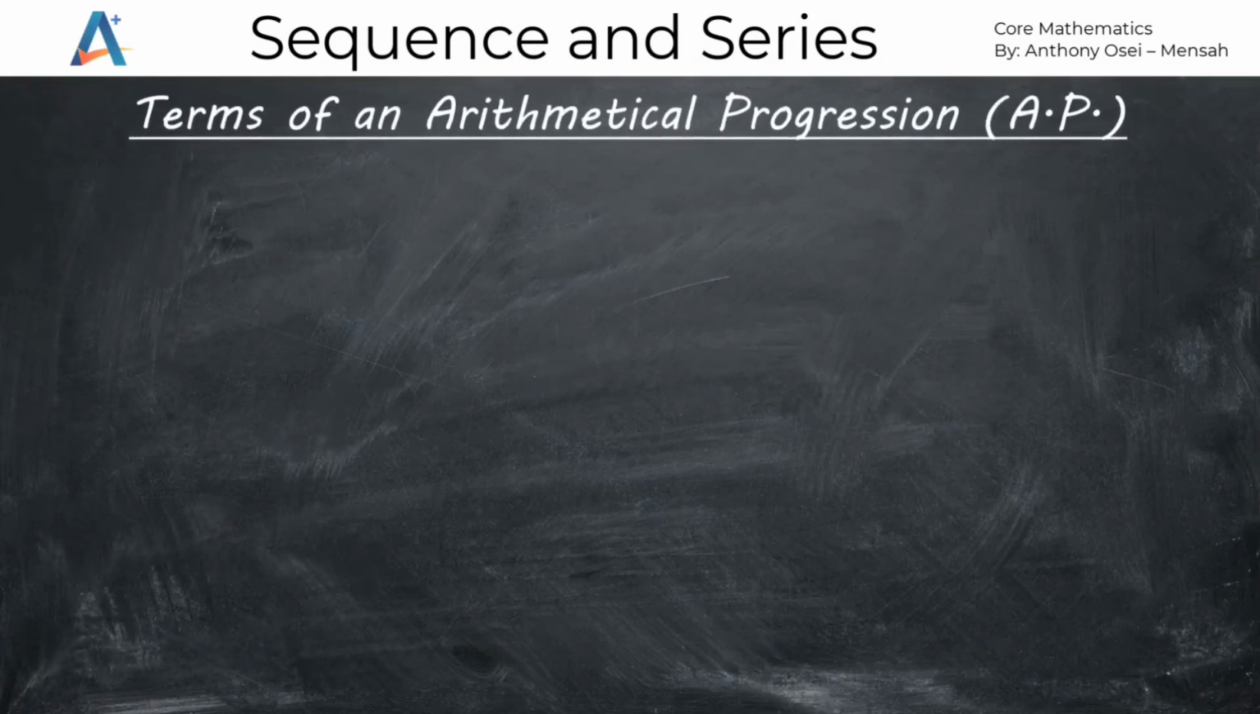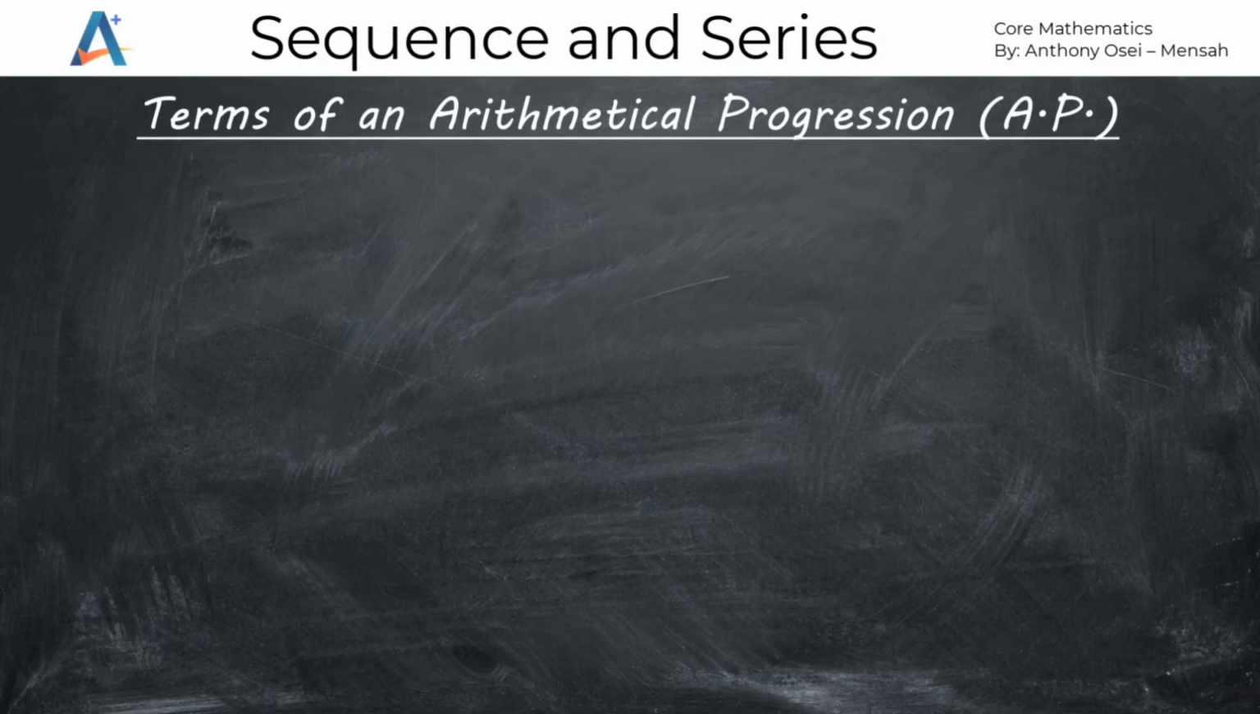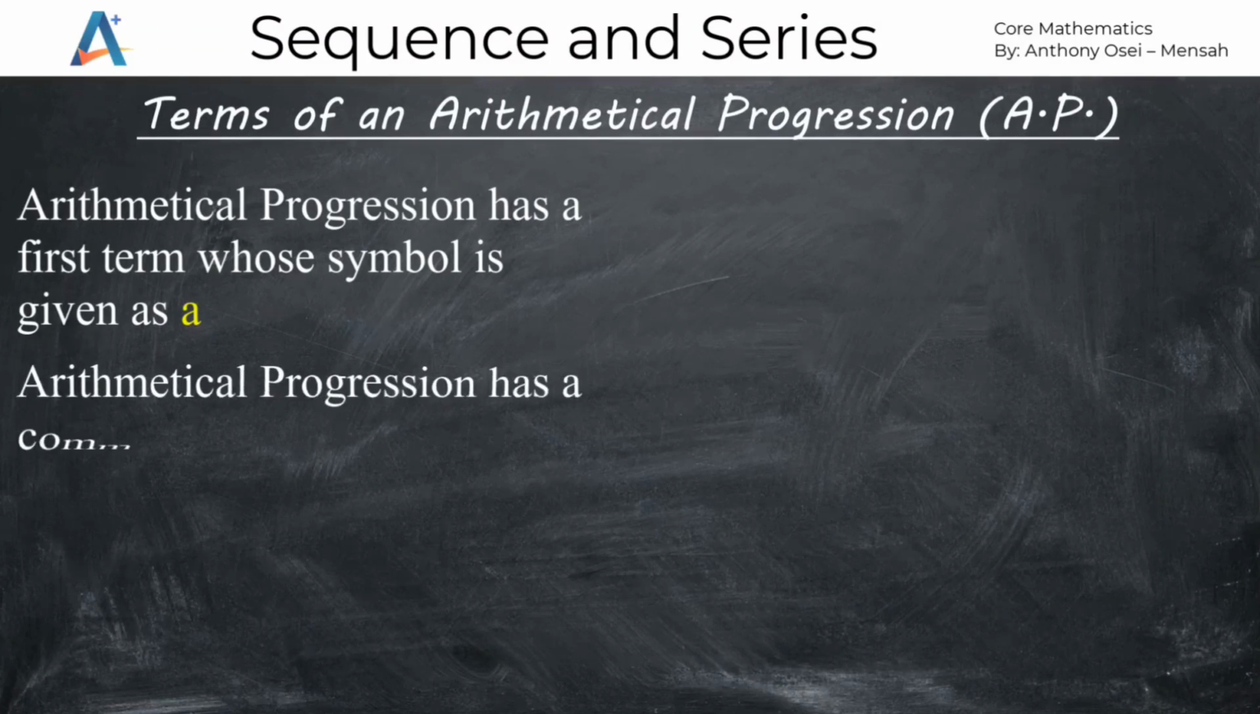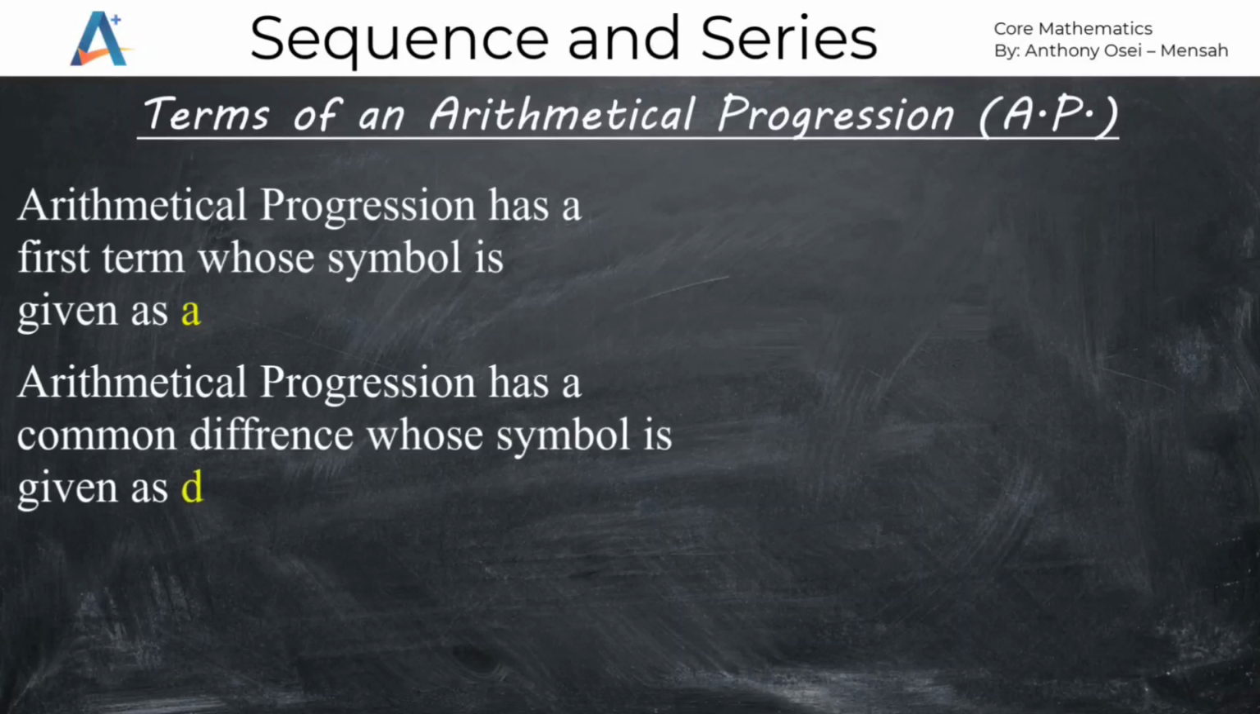Now, at this point in our sequence, we want to take a look at the terms of an arithmetical progression. As we started with the sequence, we realized that an arithmetical progression is a type of sequence in which a term is ahead of another by adding or subtracting a constant number called the common difference. Now that we have seen that, we want to get all the terms of the arithmetical progression. To do this, every arithmetical progression has a first term whose symbol is A. The common difference of all arithmetical progressions also has a symbol, D.